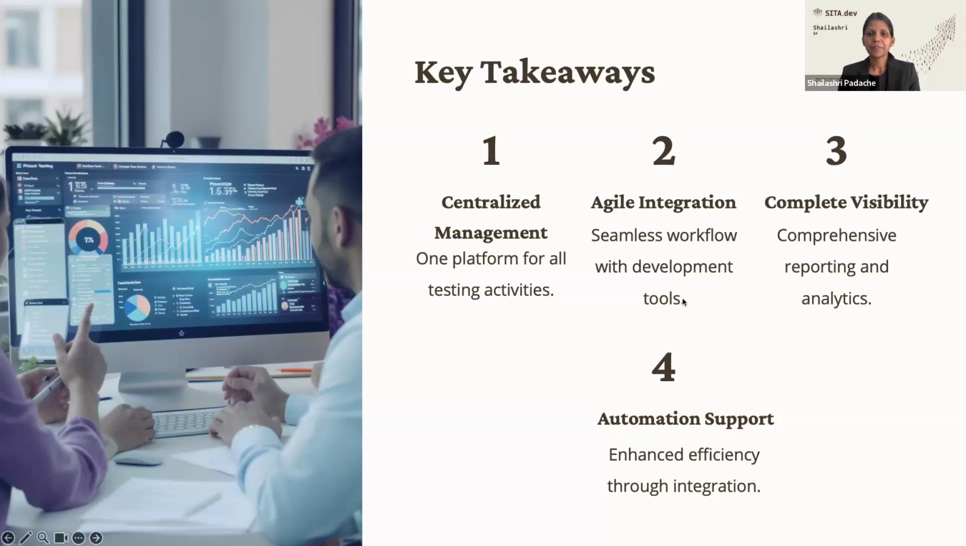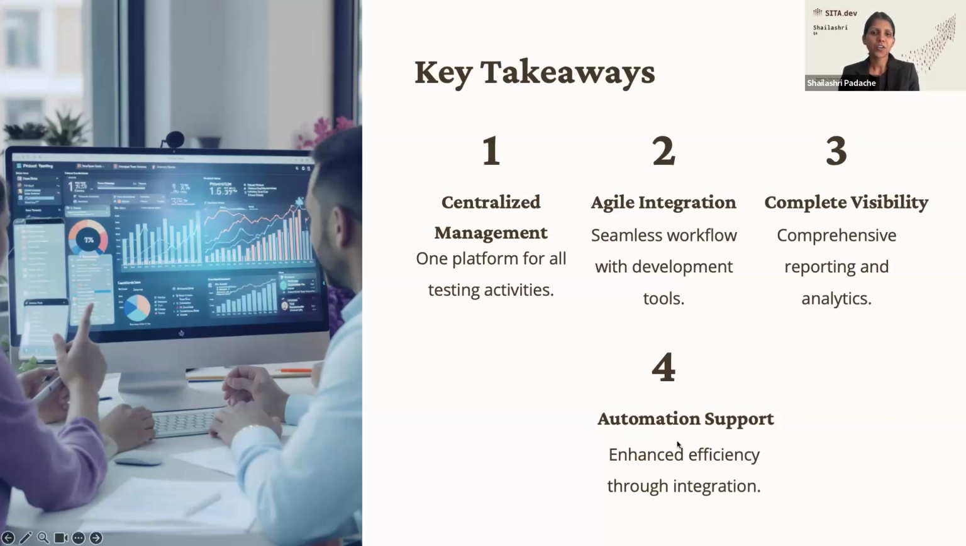Next one is Agile integration. It is mainly built for Agile teams. QMetry connects well with tools like Jira. It supports sprint planning, test traceability, and continuous feedback throughout the software development lifecycle. And the third one is complete visibility. QMetry provides clear views of testing progress and quality with tools like traceability matrices, and it also supports customizable dashboards where we can create our own dashboard with real-time reports. This helps stakeholders make better and faster decisions.